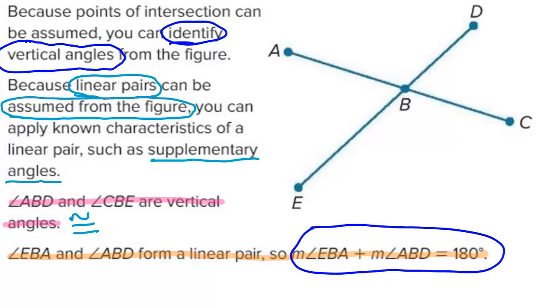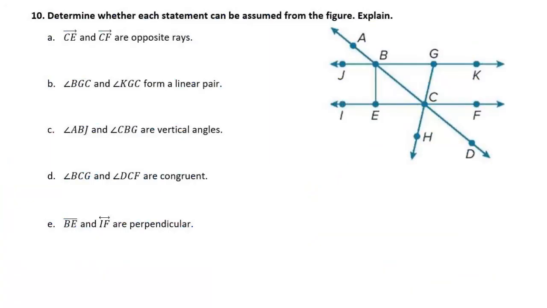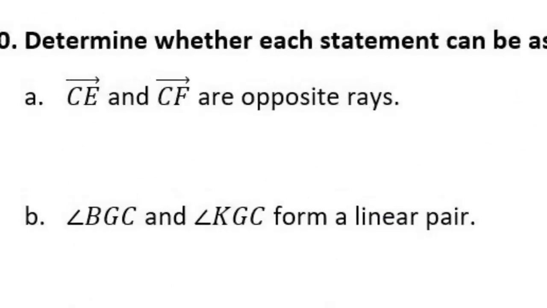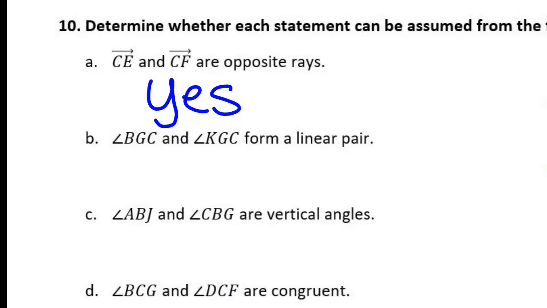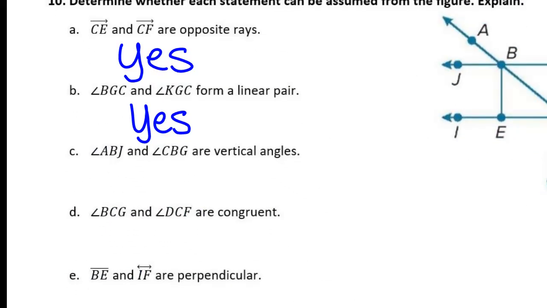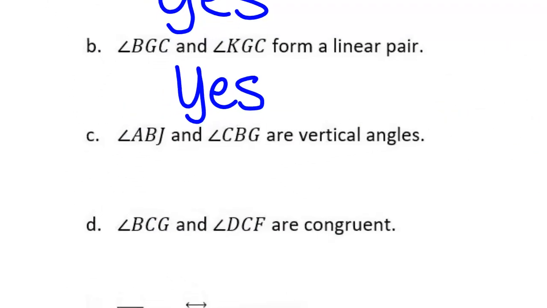Let's go through on page 13 and determine whether or not we are allowed to make these assumptions based on the figure. So I'm looking for yeses and nos. Ray CE and ray CF are opposite rays. Would I be allowed to assume that? Yes. Angle BGC and KGC form a linear pair. Would I be allowed to assume that? Yes, we are allowed to assume linear pairs from a figure. Angle ABJ and CBG are vertical angles. Yes, I can make that assumption.